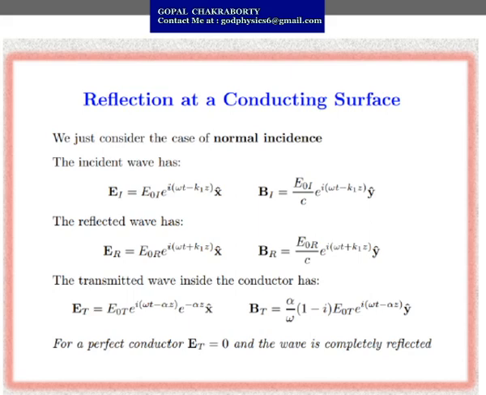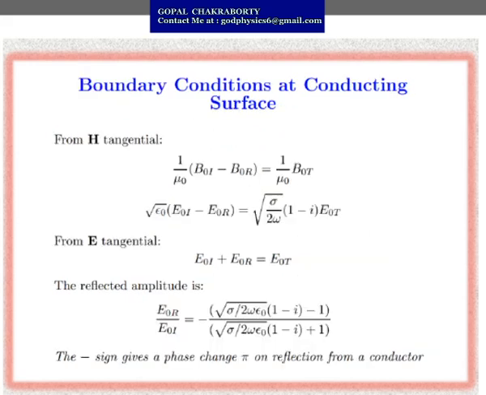For a perfect conductor, E_R equals 0 and the wave is completely attenuated. Now, the boundary condition at the conducting surface. From H tangential, that means magnetic field intensity tangential, 1/μ₀ (B₀₁ − B₀R) equals 1/μ₀ B₀T. So √ε₀ (E₀₁ − E₀R) equals √(σ/2ω) (1 − i) E₀T. From E tangential we can write E₀I + E₀R equals E₀T.